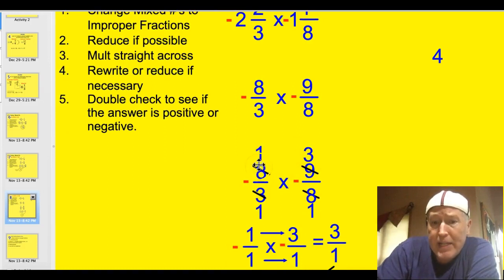I can divide by 8 here. 8 divided by 8 is 1. 8 divided by 8 here is 1. I can cross-reduce this way as well. 3 divided by 3 is 1. 9 divided by 3 is 3.